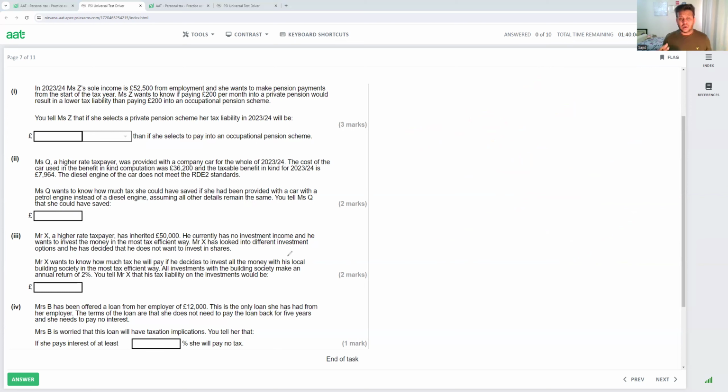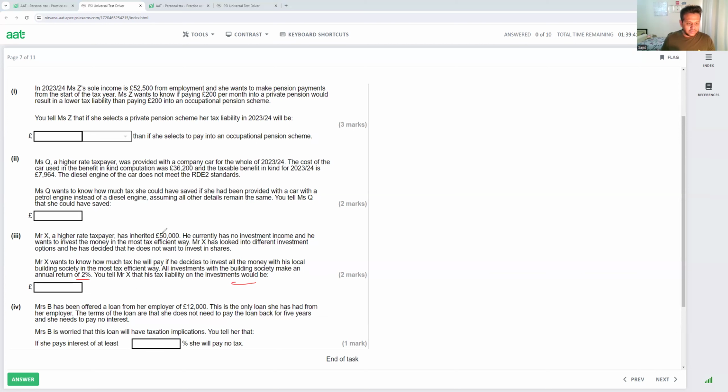Remember that as soon as you see the words building society, it is savings income. Be very careful with the ISA. Remember that ISA is exempt, so ISA is a different thing. Building society is interest. So the investment with the building society makes an annual return of 2%, so 2% will be the interest income. You tell Mr. X that his tax liability on the investment would be how much?